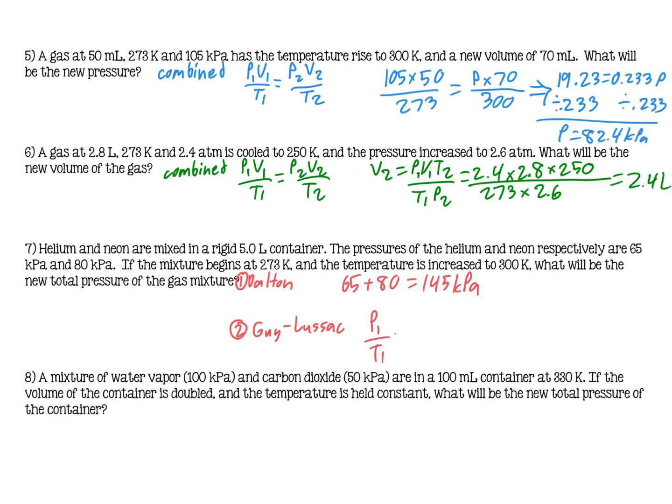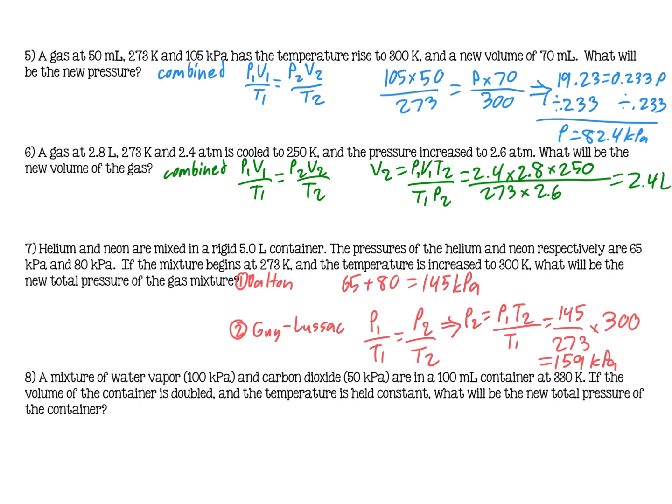Since the container is rigid, the volume will not be changing. The temperature rises from 273 to 300 Kelvin. Since both are in Kelvin, we do not need to bother about converting, and we can use Gay-Lussac's law directly. We solve for P2, the new pressure, by taking P1 divided by T1 times T2. So 145 divided by 273 times 300, which will give us 159 kilopascals.